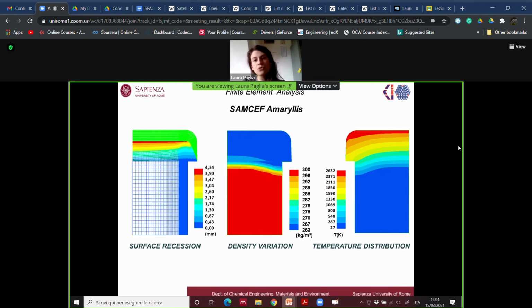Obviously, I have to do this very carefully because, for example, I can say, okay, I change the density of my material. At the origin, the virgin density of my material is 300 kilograms per cubic meter. I change it to 320, but in that case, I have also to change the density of the charred material.